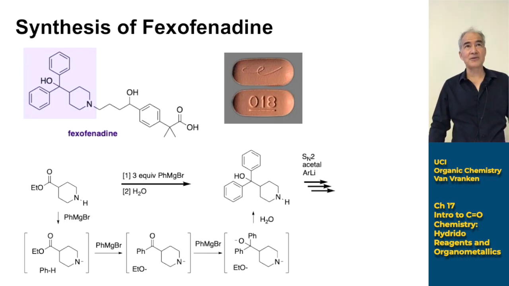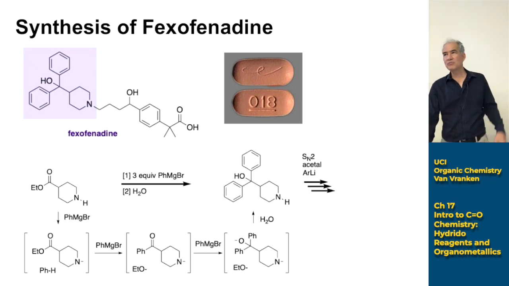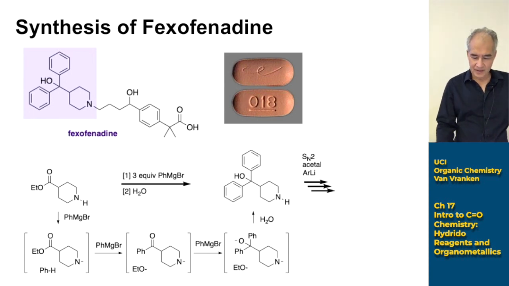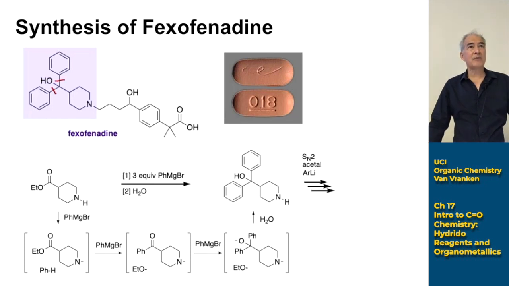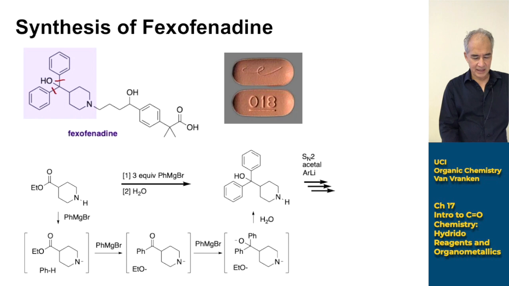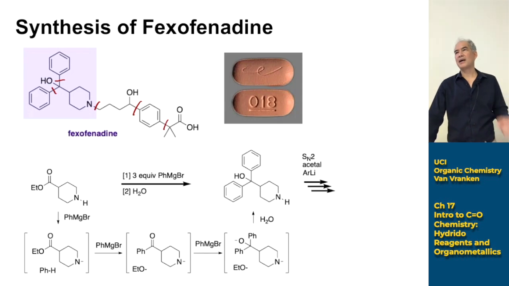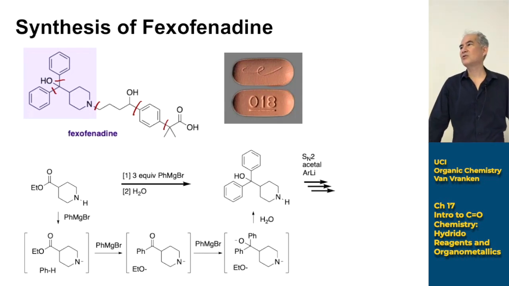And you can see in here there's bonds that you know how to make. You could probably figure out how to synthesize this whole compound based on chemistry that we've already shown you in this class. These two bonds right here come from Grignard reagent addition to an ester. This bond right here, that's SN2. This bond right here comes from aryl lithium addition to an aldehyde. We already know how to do that. You can probably guess that this bond right here comes from some sort of electrophilic aromatic substitution. These are all reactions that you should already know how to do.